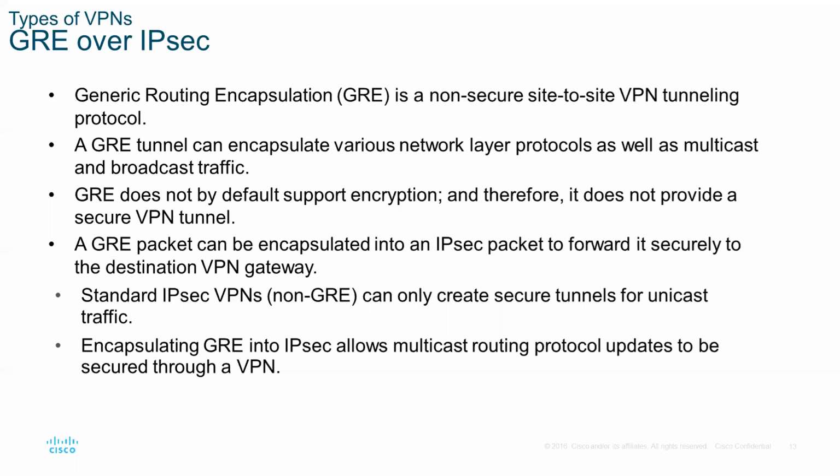Standard IPSec VPNs can only create secure tunnels for unicast traffic. It doesn't support broadcast and multicast. But encapsulating GRE into the IPSec tunnel allows multicast routing updates to be sent through. So we're putting a tunnel inside a tunnel. We're double wrapping.